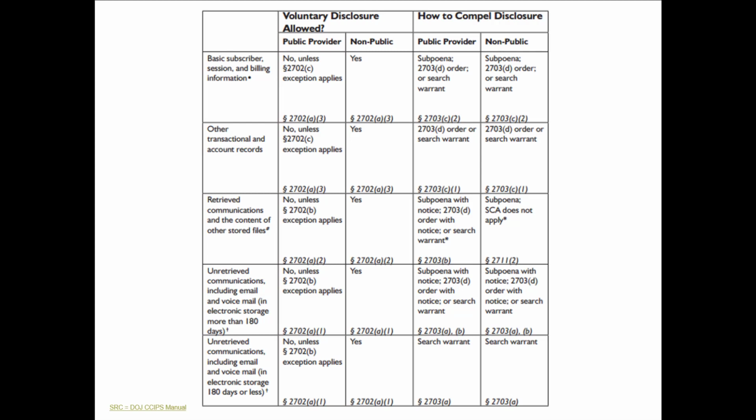So here is a chart drawn from the manual that I think is really helpful in trying to parse some of this out if you're faced with a problem like the one I'm going to give you for the skills exercise this week, about what kind of notice you might require and what kind of process you might require. I'm going to post these slides. You can also, if you download the manual, find this chart, and you can see it asks whether voluntary disclosure is allowed, if compelled disclosure is required, what kind of provider it is, and what kind of process is required.